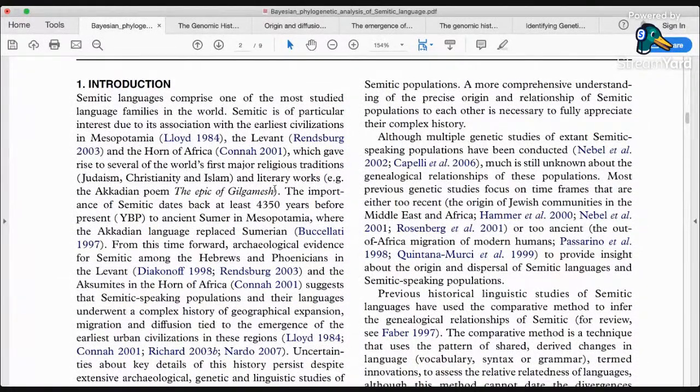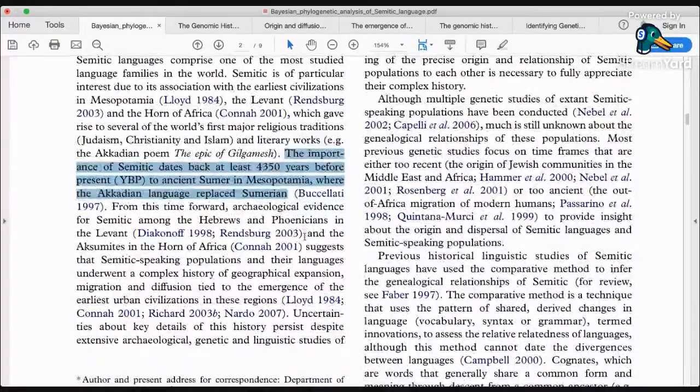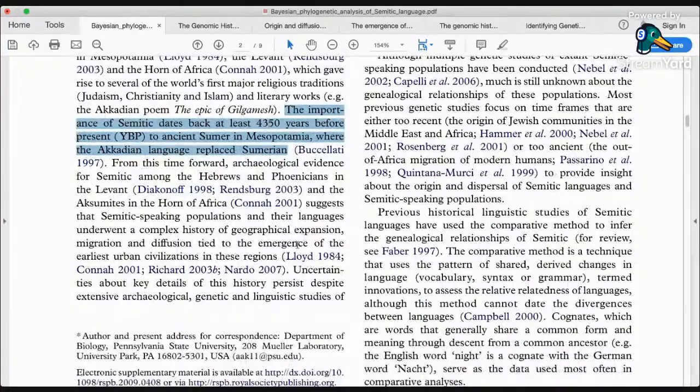So the importance of Semitic dates back at least 4,350 years before present to ancient Sumer, Mesopotamia, where the Akkadian language replaced Sumerian. So the Sumerians weren't speaking a Semitic language. So the people that came and replaced them later on, the Akkadians, would have been speaking it. Now, there's some theories that the Akkadians are actually the Sumerians, but that's just a hypothesis. That's just a theory.